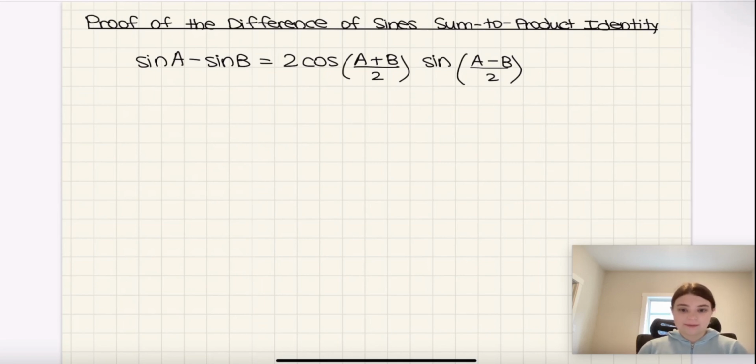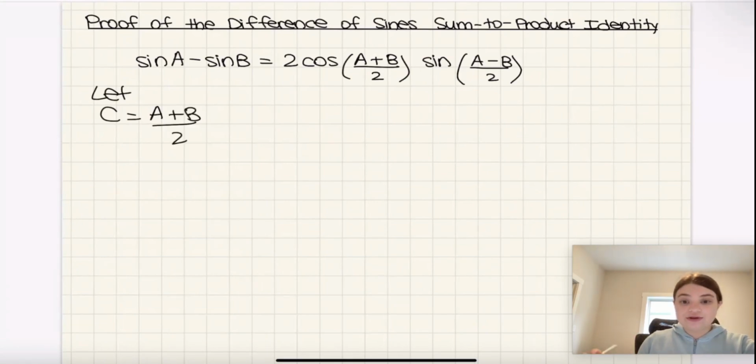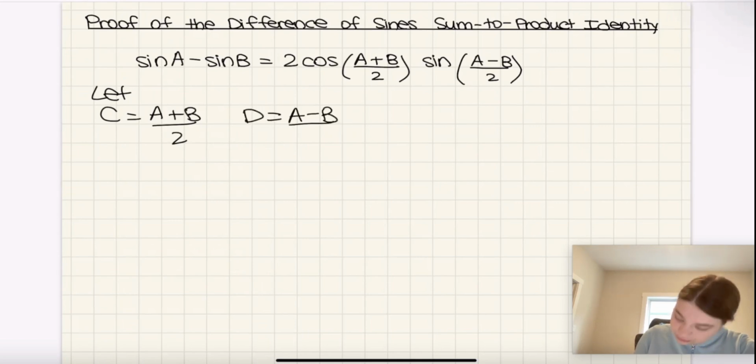All right, so the first thing I'm going to do is define C. Let's define C as (A plus B) divided by 2. And then let's also define D as (A minus B) divided by 2. The reason we're doing this is because notice that in these sets of brackets, we have (A plus B) divided by 2 and (A minus B) divided by 2. So now what we're going to do is write A and B in terms of C and D individually.